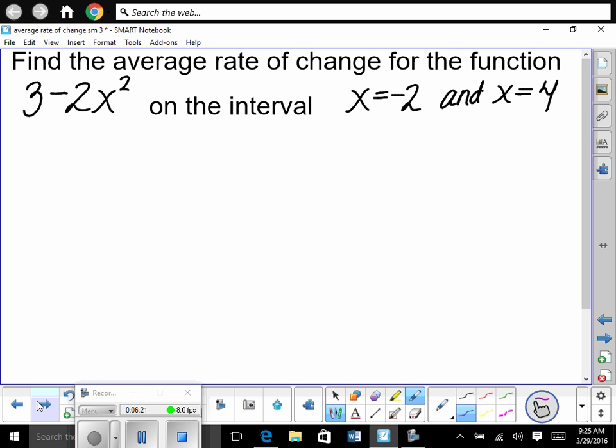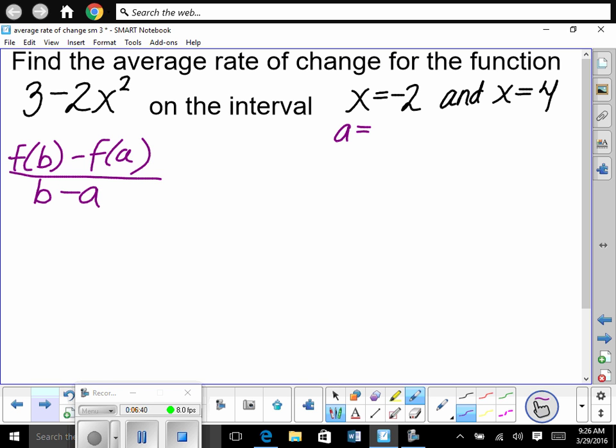Okay, find the average rate of change for this function. 3 minus 2x squared on this interval. X is equal to negative 2 and x is equal to 4. So this is not a slope, but nevertheless, same formula. It's f of b minus f of a all over b minus a. So here we go. So this is my a value. A is negative 2. Now notice it's not written on an interval. You can see it written in 2 different ways. It says x is equal to negative 2 and x is equal to 4, but that's the same thing as on an interval from negative 2 to 4. Questions? Okay, so a is negative 2, b is 4.